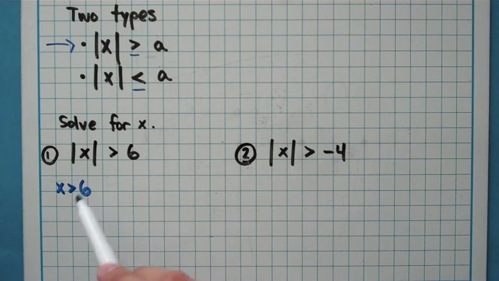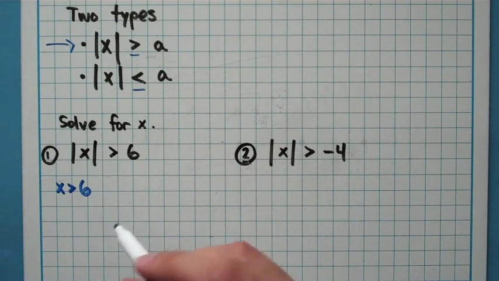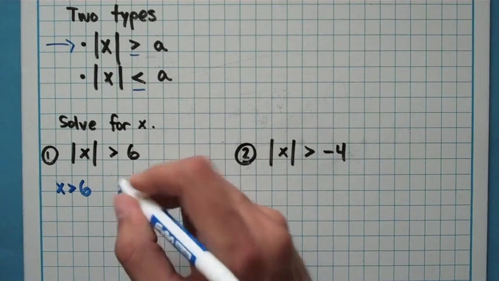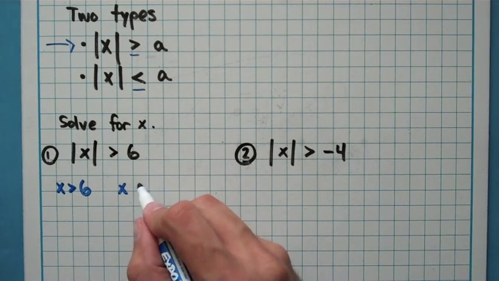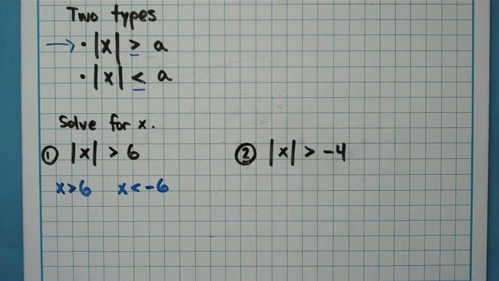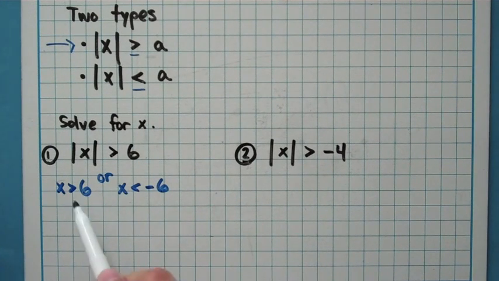On the other hand, there are also negative numbers that work. If I were to do a -2, for example, that would not work because the absolute value of -2 is +2 and 2 is not greater than 6. But if I did a -10, when you take the absolute value, you get a +10, and that is bigger than 6. So the other possibility is we want things on a number line to the left of -6. The way I write that is x is less than -6. And either of these things could happen, so I'm going to put the word or in between. It could be this or this.